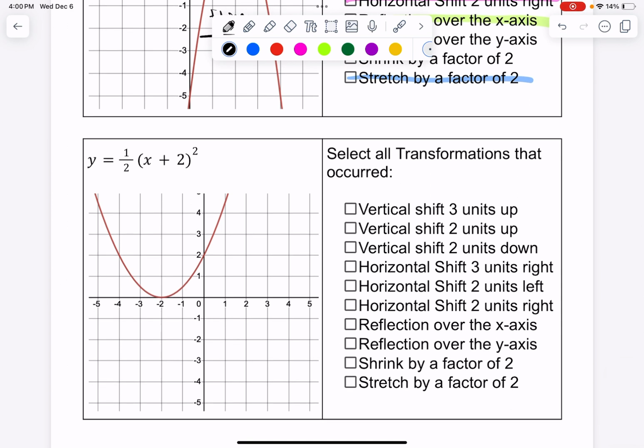All right. So what I want you guys to do here now is I want to talk about first our a value. So our a value here is positive. So we will neither have a reflection over the x or y axis, but our a value is 1/2. So what we call that is a shrink. So our graph gets wider. And we say this is by a factor of 1/2 or by a factor of 2.